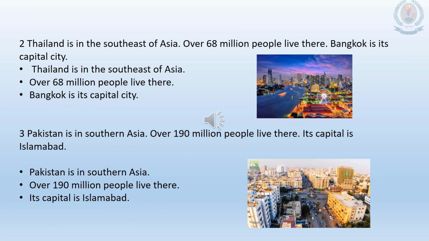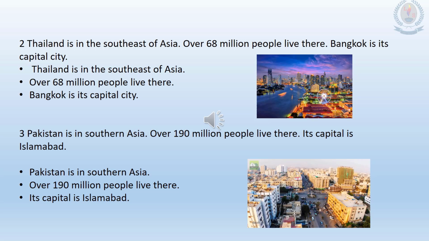Now let's look at Thailand and Pakistan. Number 2, Thailand. Thailand is in the southeast of Asia. Over 68 million people live there. Bangkok is its capital city. Now let's write in bullets. First bullet, Thailand is in the southeast of Asia. Second bullet, over 68 million people live there. Third bullet, Bangkok is its capital city. Right, now here you can find 3 bullet points.